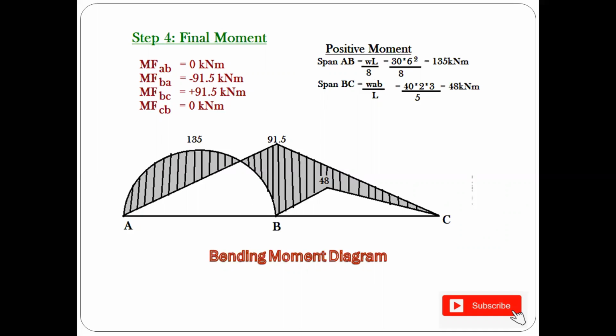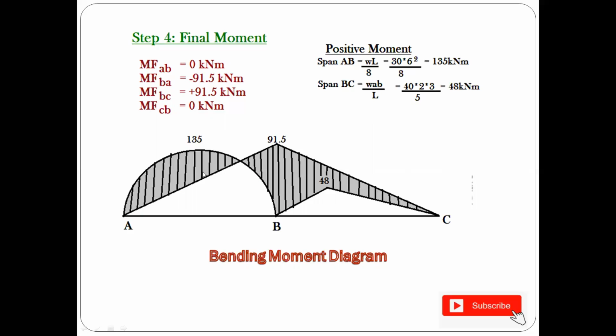In your strength of material, you have already studied how to find your positive moment. Like if it's a simply supported beam with UDL, it's WL square divided by 8. And if it is a simply supported beam with a point load, WL by 4, and unsymmetrical load, WAB by L. So here, once you substitute WL square by 8, you're getting 135, and WAB by L, you're getting it as 48.